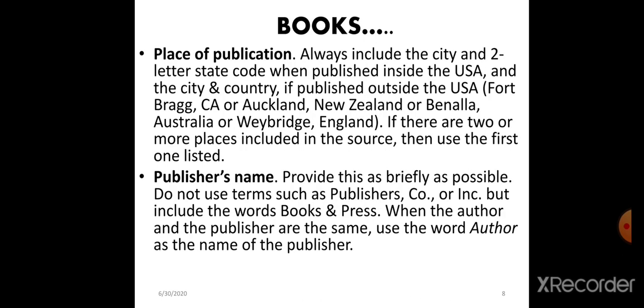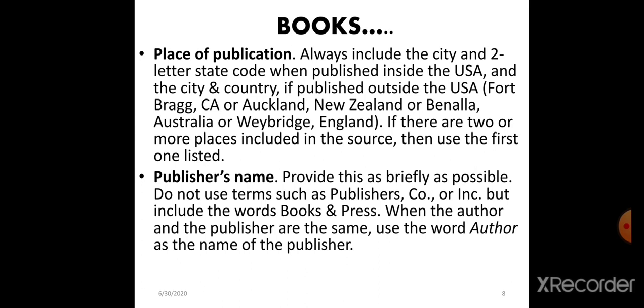So, place of publication: always include the city and two-letter state code when published inside the USA, and the city and country when published outside the USA. Fort Bragg, CA, for instance, or Auckland, New Zealand, or Benalla, Australia, etc. If there are two or more places included in the source, then use the first one listed.